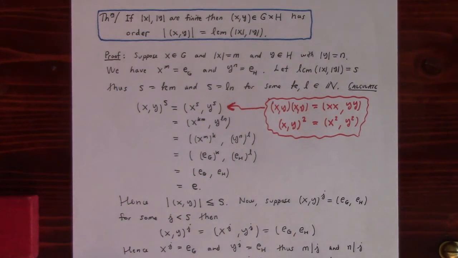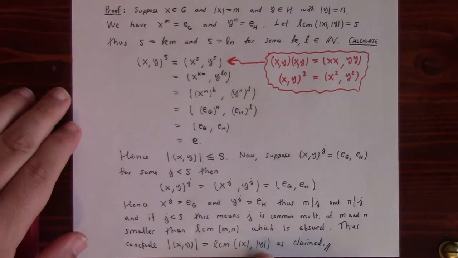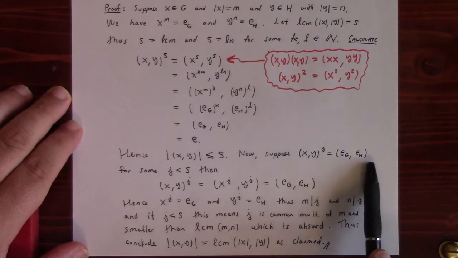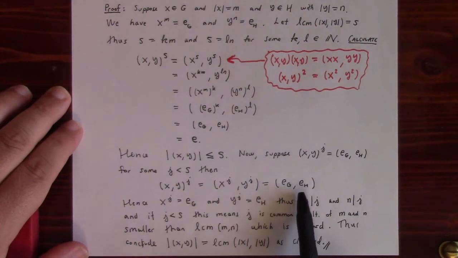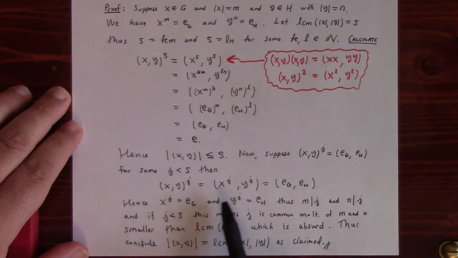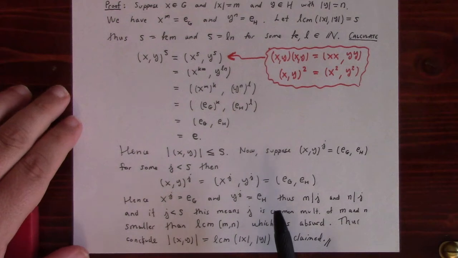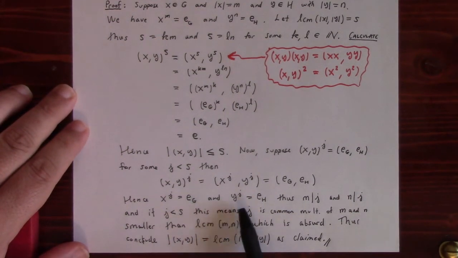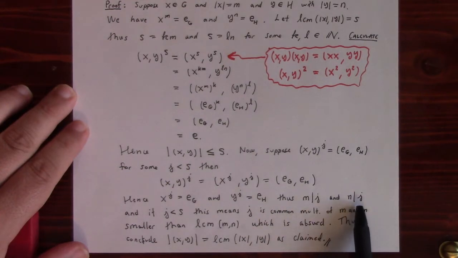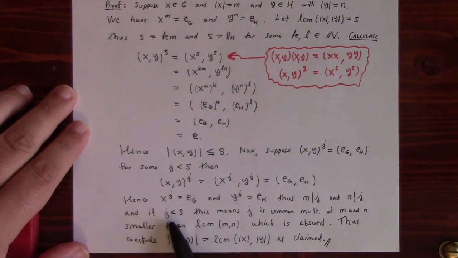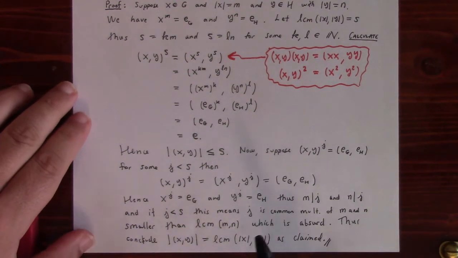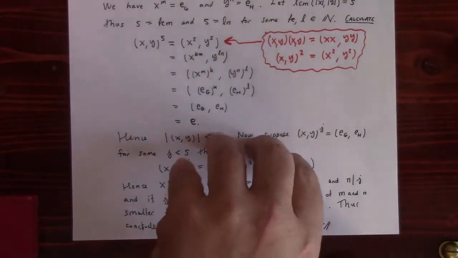So we need to show then that it's just s, not less. And here's how that goes. Now suppose that x comma y to the j is equal to the identity for some j less than s. Then we'd have xy to the j is x to the j, y to the j is equal to e sub G, e sub H, the identity pair here. And that would then say that x to the j is e sub G, and y to the j is e sub H, which would then say that m divides j and n divides j, because that's the order. But if j is less than s, this means that j is a common multiple of m and n, and it's smaller than the least common multiple, but that's crazy. Therefore, we can conclude that the order of the element is in fact the least common multiple of the orders of the elements paired. Very nice thing to know.